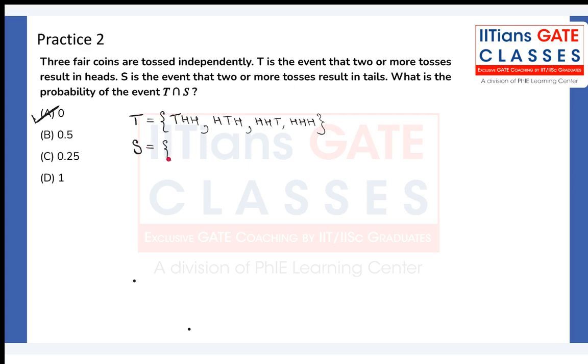So it is either H T T, T H T, T T H, or T T T. And as you see, there is no element common between these two sets, T and S. So the probability of this event is 0. For that matter, these are also known as mutually exclusive events, because if one occurs, the other cannot occur.